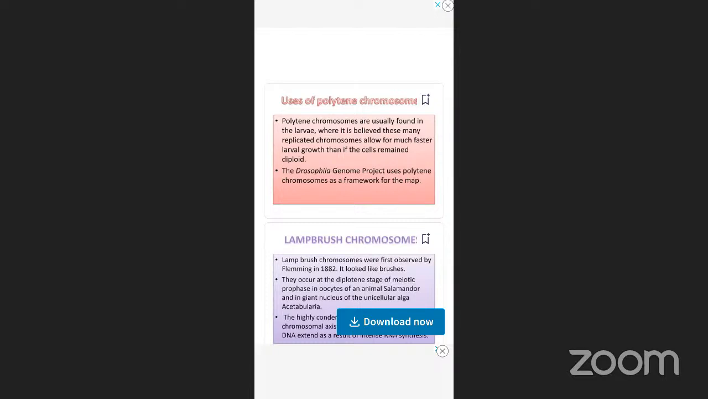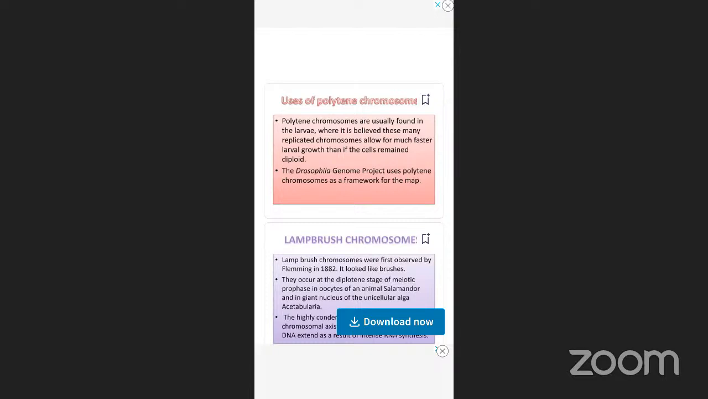What is the importance of the use of polytene chromosomes? Polytene chromosomes are usually found in the larvae, and it is believed that these many replicated chromosomes allow for much faster larval growth than if the cells remained diploid. The Drosophila Genome Project uses the 14 chromosomes as the framework for mapping.